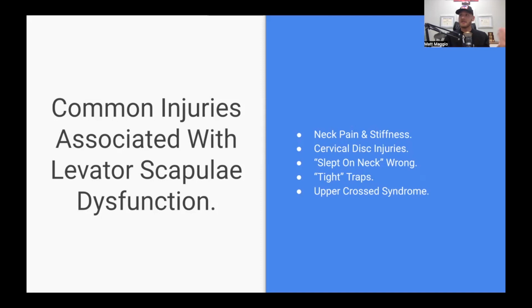Also, tight traps. Anytime I see a word like tight, people usually think, oh, I just need to stretch it. My question is always, why is it tight? We must answer that question. It's tight because it has all of that adhesion in there.